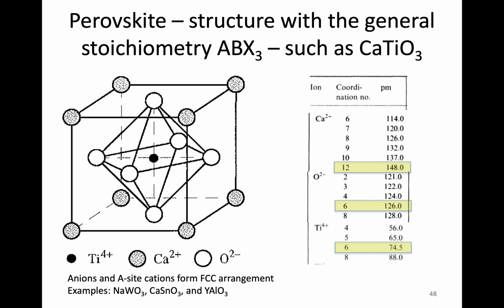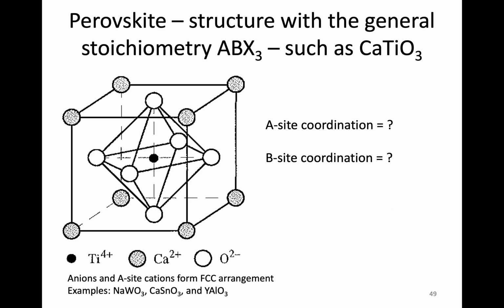And so that's what we see in this arrangement, is that the cubic close packed is actually calcium plus the anion. And that's what forms the FCC arrangement: the anions plus the A site, which is the larger of the two, the calcium. So some examples, and like I said, there's a lot of oxides: calcium tin, sodium tungsten, yttrium aluminum. There's a number of perovskite structures.